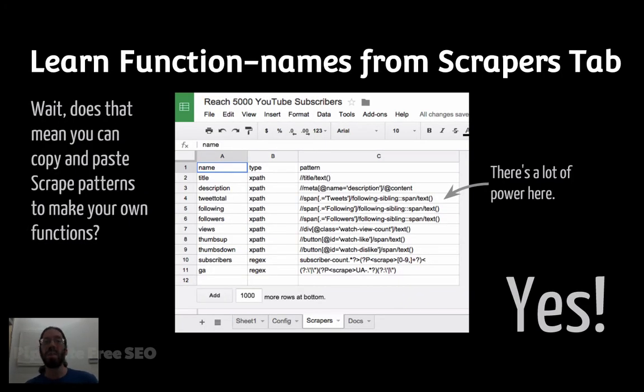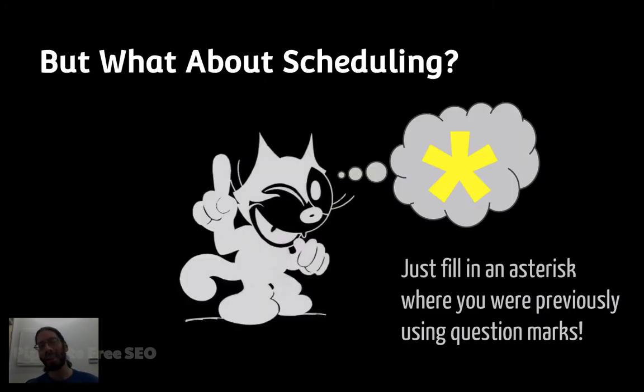And to learn the function names when you start to use Pipulate, you just go into the Scrapers tab at the bottom of the spreadsheet, and you can see all the names of the different scrapers that are there. Hey, wait a minute, does that mean you can just copy and paste these and adjust these patterns of XPath and regular expressions and make your own scraper functions? Why, yes you can. But what about scheduling?